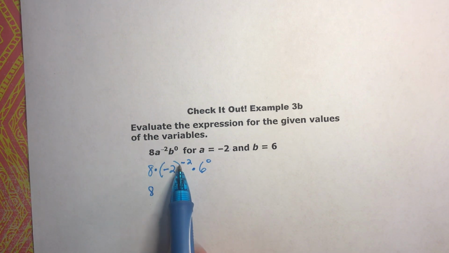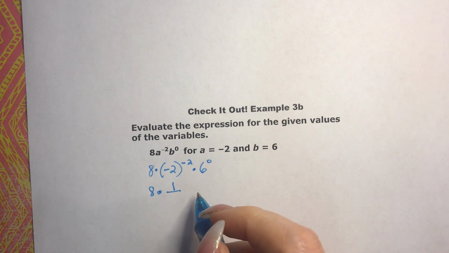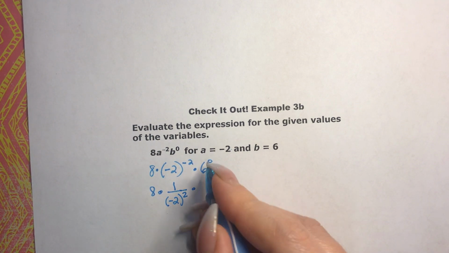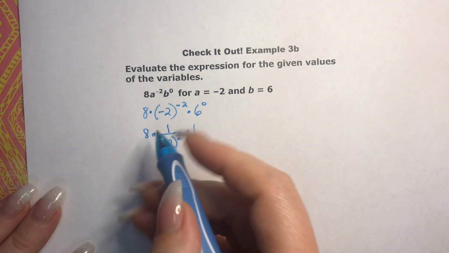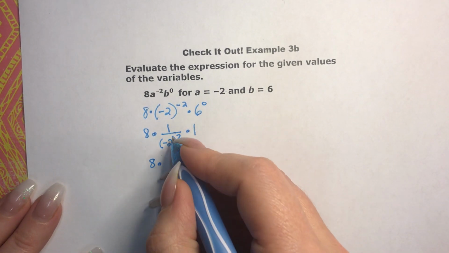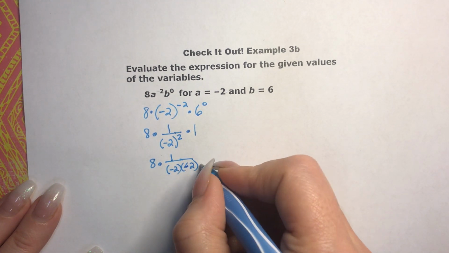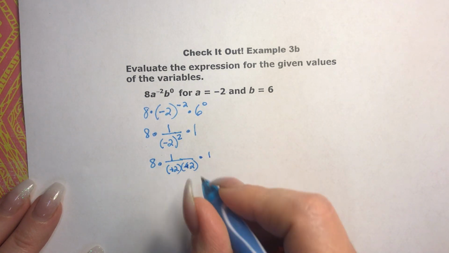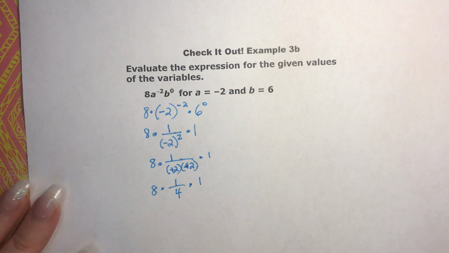We have the parentheses here raised to the negative power, so that's the same thing as 1 over negative 2 squared, now it's positive, times 6 to the 0 power, which is equal to 1. Okay, and then we just continue to simplify. We have the 8 times, what does this mean? This means negative 2 times negative 2 times 1. A negative times a negative is a positive, right? So then I'm just left with 1 over 2 times 2, which is 4, times 1.